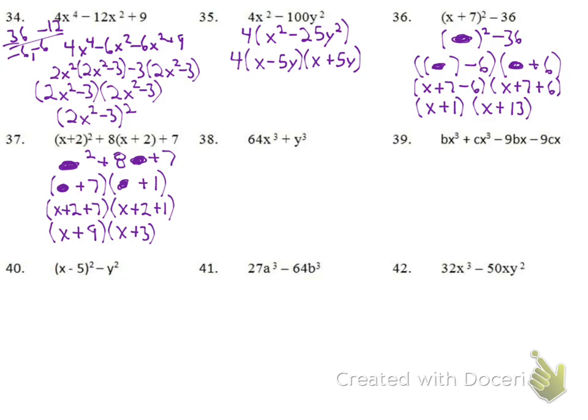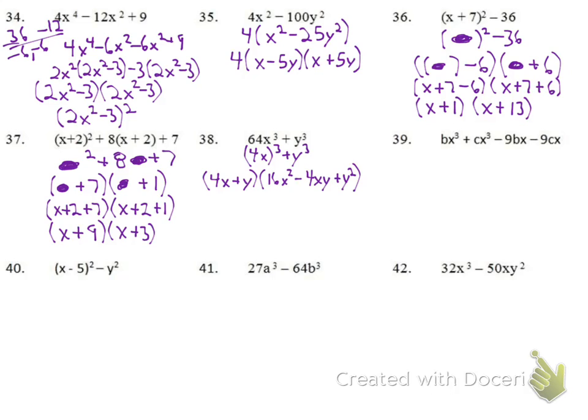Okay, 38. Looks like sum of two squares. My two squares are 4x, not squares, cubes. Try again. They'll be cubes. So it's going to be 4x, same sign, plus y. Then the squared, 16x squared, opposite sign, the product of the two, 4xy, always positive, y squared.